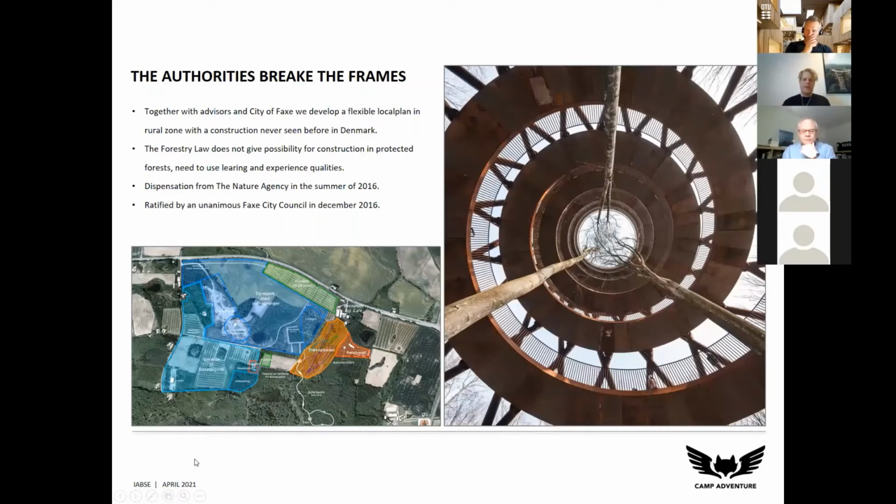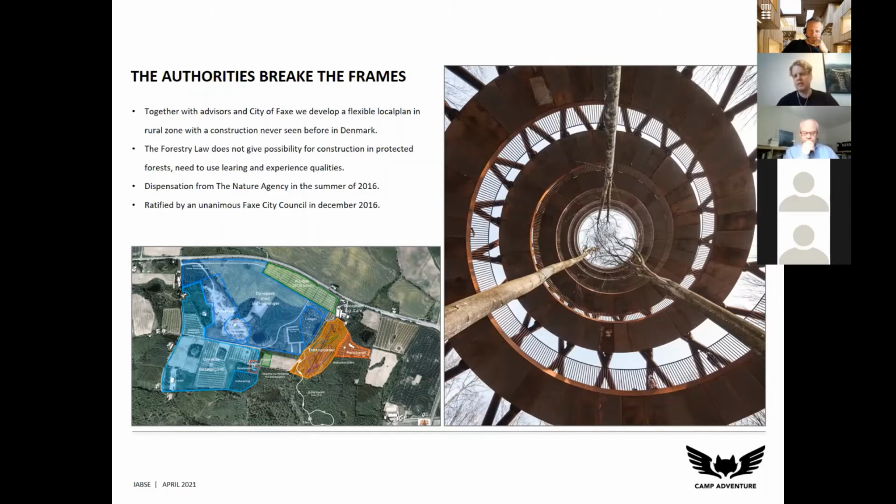As I said, the authorities had to break the frame. They needed to do something that they don't normally do, because it is really not allowed in the regular legislation. We made a local plan for the entire area. You can see here, you can follow my mouse. We have the reception up here, the high road course here, and then down here we have the tower. So we have in fact only used a little bit of all the land that is in the local plan.